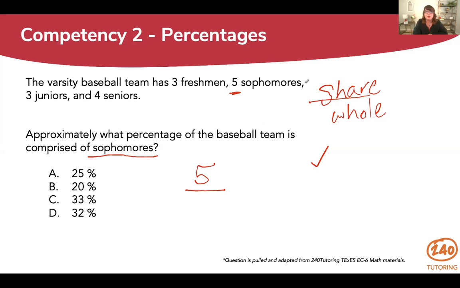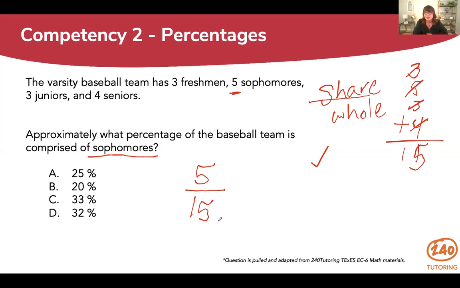Now, you don't have a calculator, so you can either write this out or you can do it mentally. 3, 5, 3, and 4. I try to make 10s when I add because it just makes it easy. So I see 3 and 3 is 6, plus 4 would be 10, plus 5 would be 15. All right. So we're looking at 5/15.